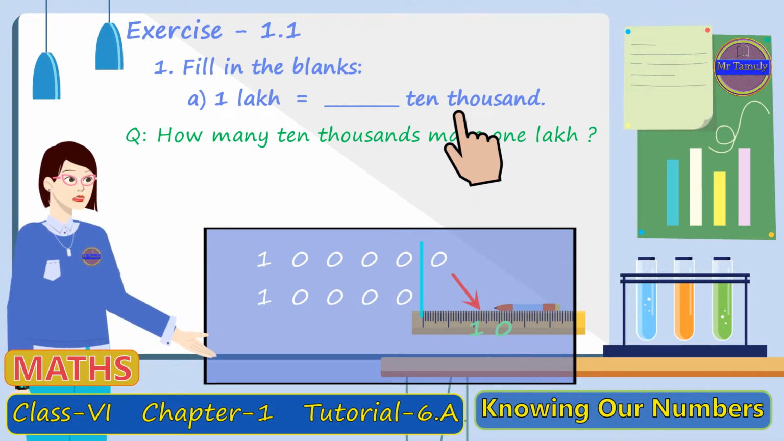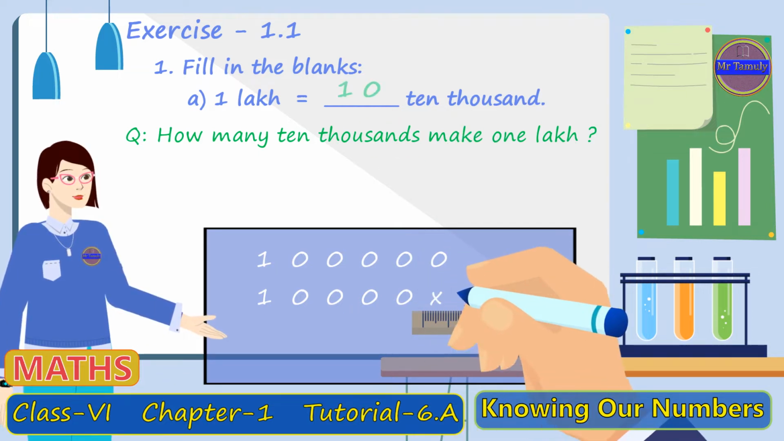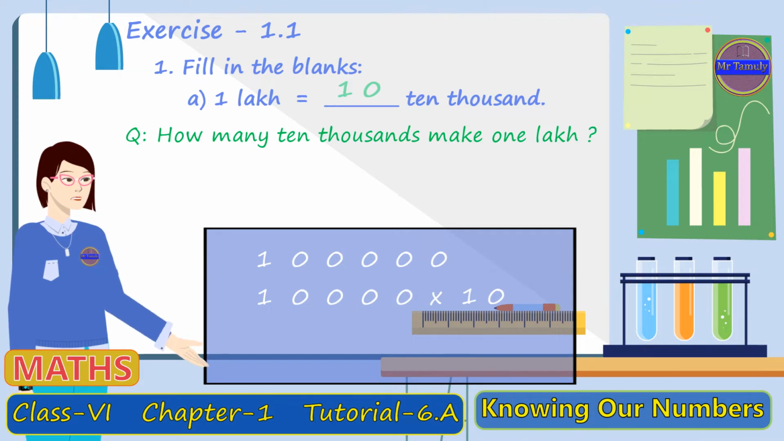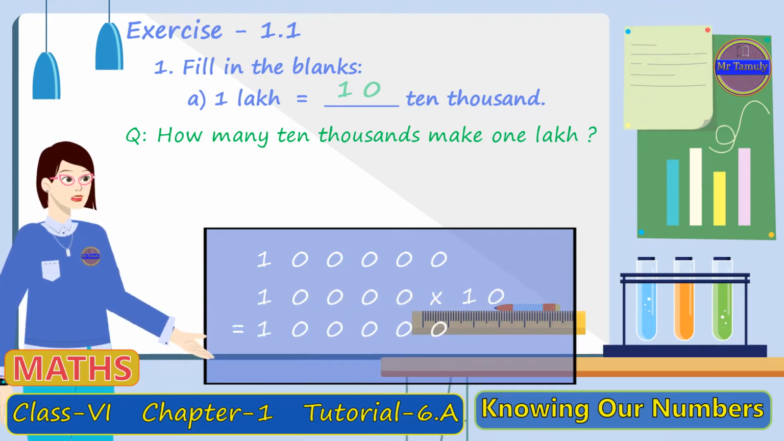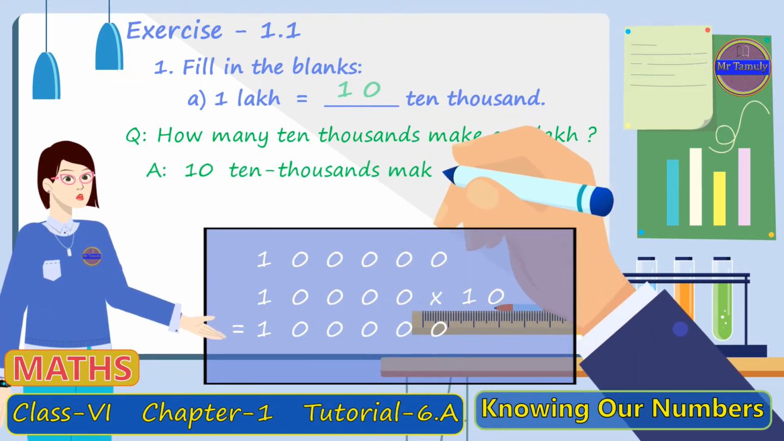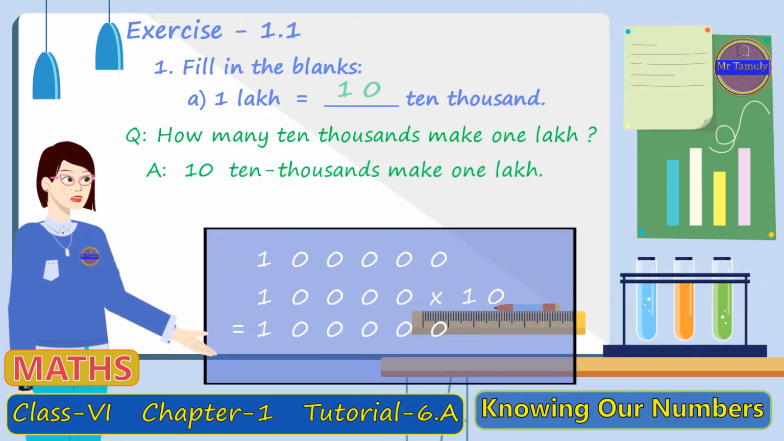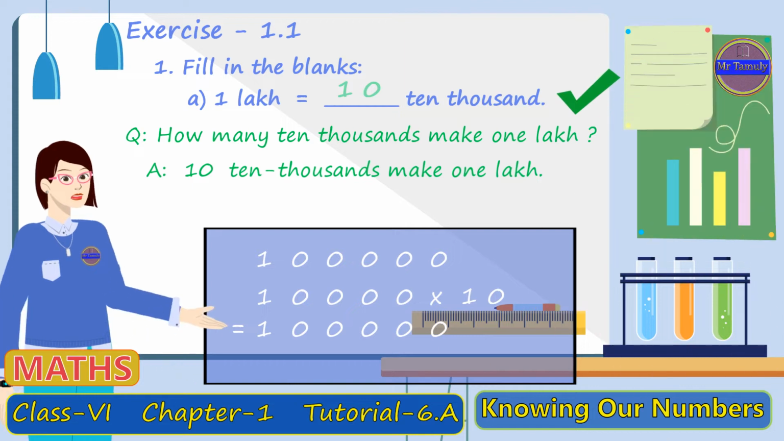Let's verify whether our answer is actually correct or not. If we multiply 10,000 by 10, the answer we get is 1 lakh. In other words, 10 10,000s make 1 lakh. So our answer is absolutely correct.